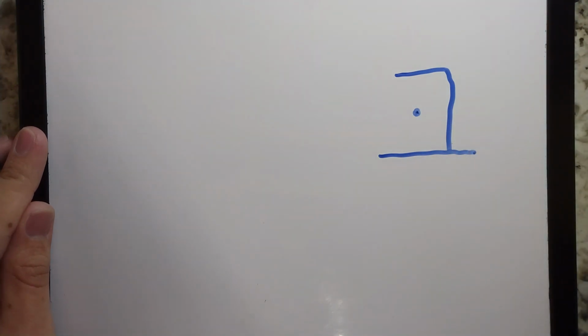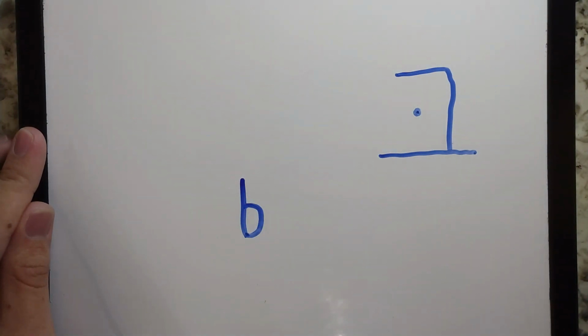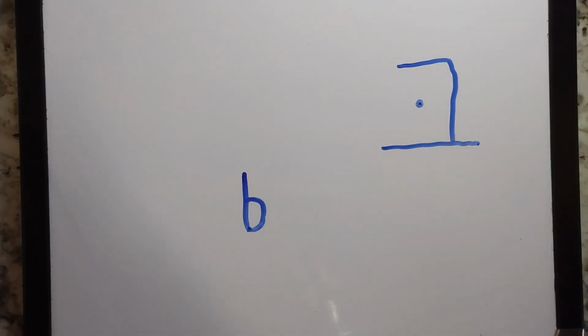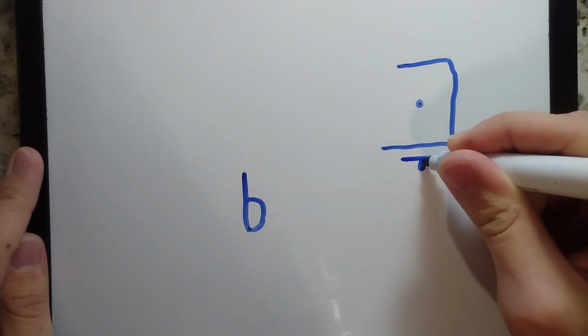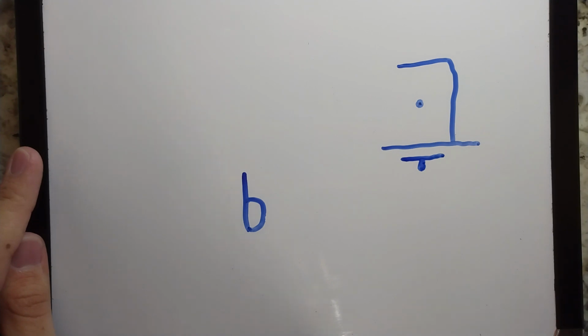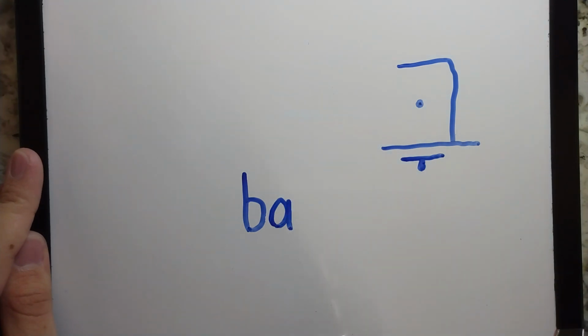So, what sound does the Bet make with the Dagesh? That's right, it's the B sound. Next, under the Bet, we'll put a Qamatz. Remember, the vowel sound comes after the sound of the letter it is under. So first we say b from the Bet, and then a from the Qamatz.